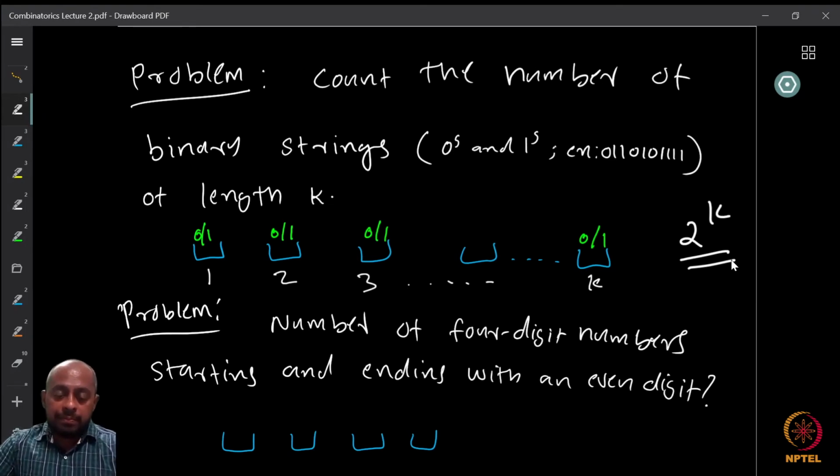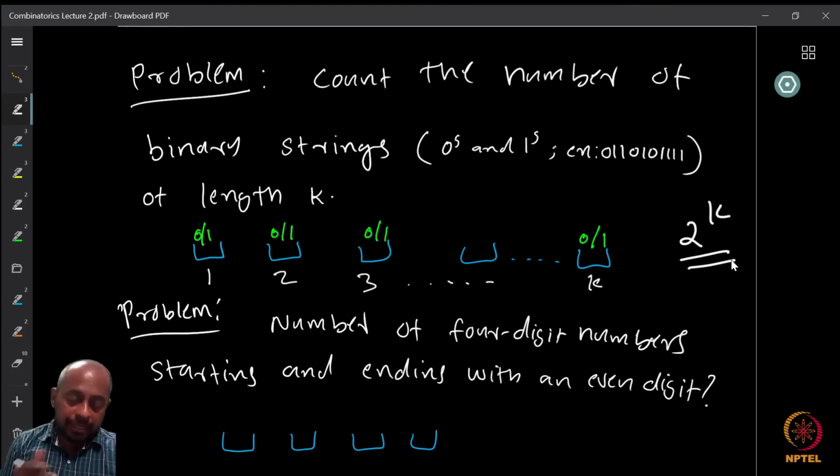So now let us look at another question. We want to find the number of 4-digit numbers starting and ending with an even digit. Okay. So how will you calculate this? Again, I want you to pause the video and think about it for a few minutes if you want. Maybe you can get it immediately, but think about it and find your own answer. And then you proceed, right? So how do we do this?